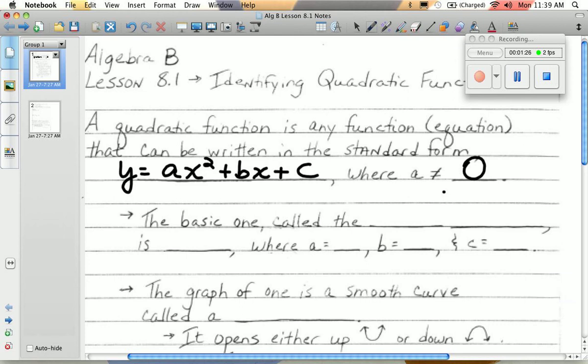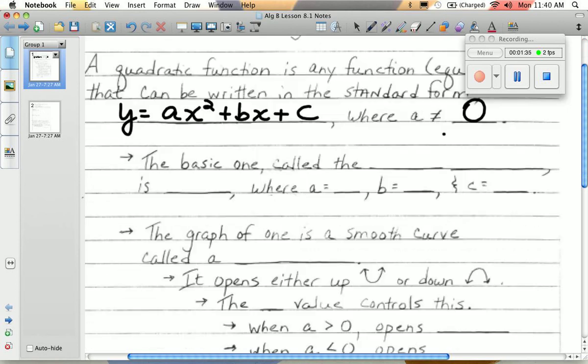It would no longer have the x squared term, so it would no longer be of degree 2, so therefore it would no longer be quadratic. So a has to be something other than 0. It can be anything else, but it just can't be 0. Are there any restrictions on b or c? Did it say b can't be 0? No. Does it say c can't be 0?